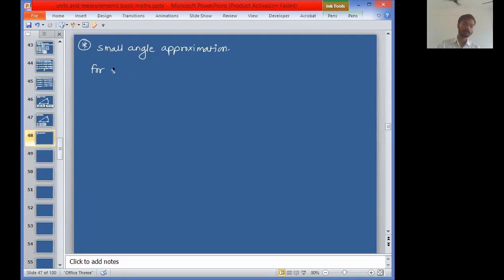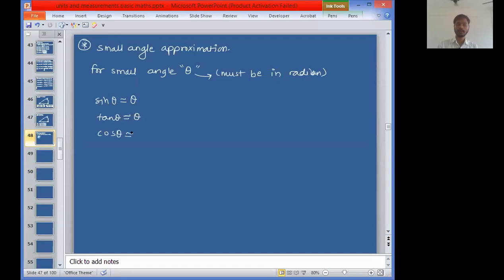For small angle theta, if theta is a small angle, how small it should be, we will define that. For small angle theta, but that angle must be in radian, sin theta can be approximately written as theta. Tan theta can also be approximately written as theta, and cos theta can be approximately written as 1.